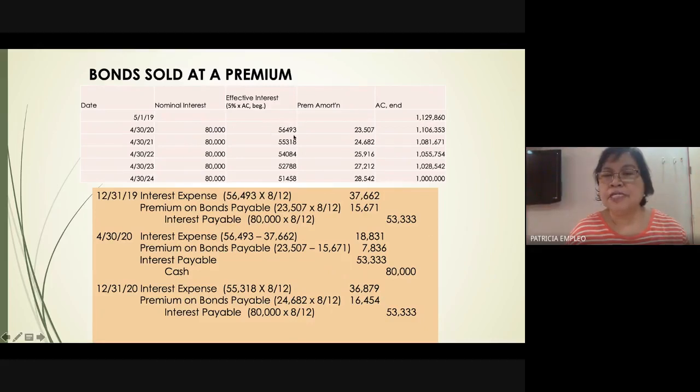Then in your first interest period, this is 5% of 1,129,860. And 5% of this amount is 56,493. The difference between 80,000 and 56,493 is the amount that will be taken up as premium amortization for the period May 1, 2019 to April 30, 2020. So that is 23,507. Then premium amortization means that we will reduce gradually the premium to bring it equal to zero on the date of maturity, and decreasing the premium will decrease also the amortized cost of our bonds payable.